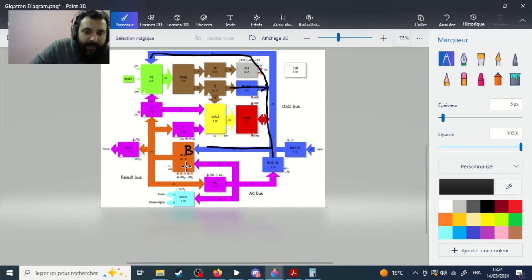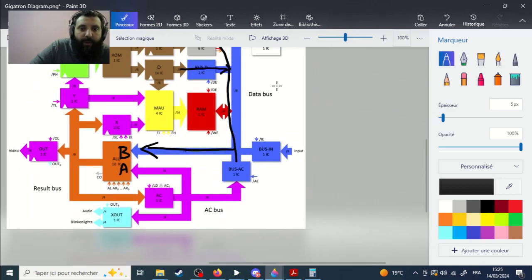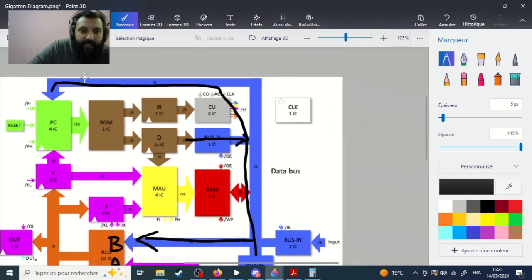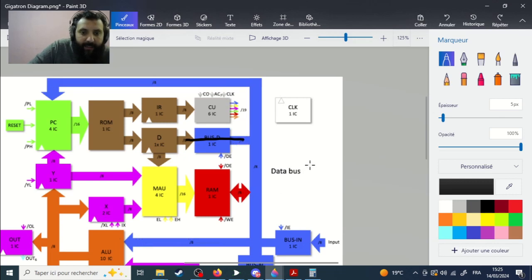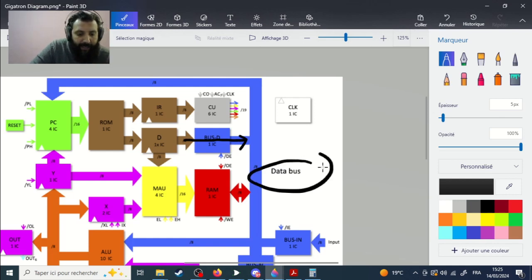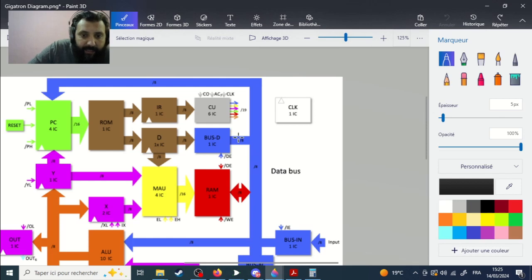We have the ALU here. This is A and this is B. And this bus will always send its output to the B input. We call this the blue bus. The blue bus is called the B bus or the data bus. It's the same thing. Anyway, the data can be sent to the data bus going through this component.